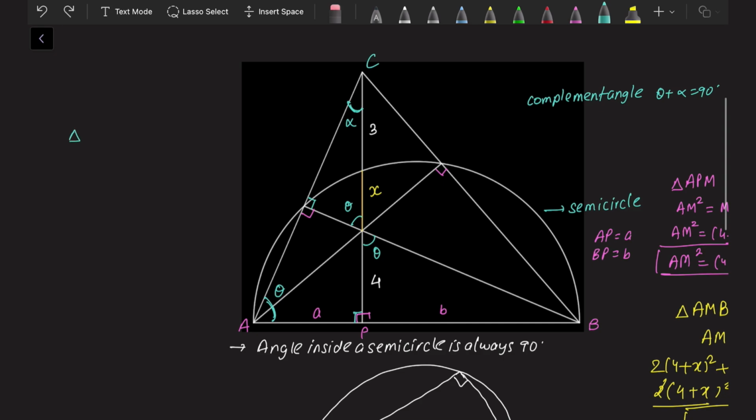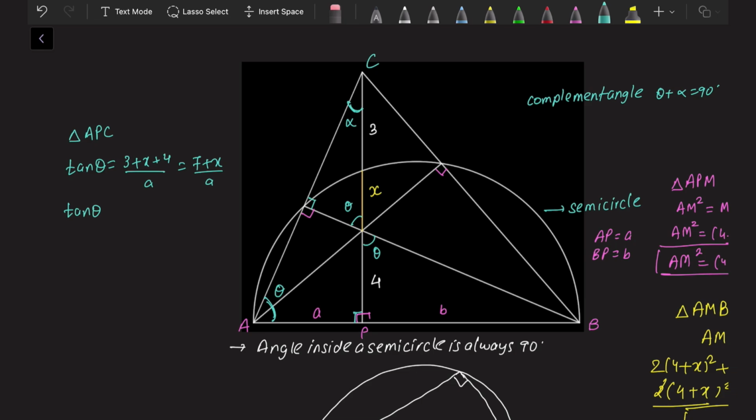Now from this triangle APC, we have this angle theta, hence we can have the value of tan theta, and it is going to be what? The complete height is 3 plus x plus 4 and the base length is a. So hence we will have (7 plus x) upon a.